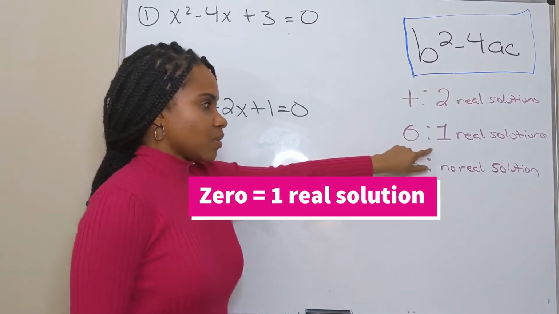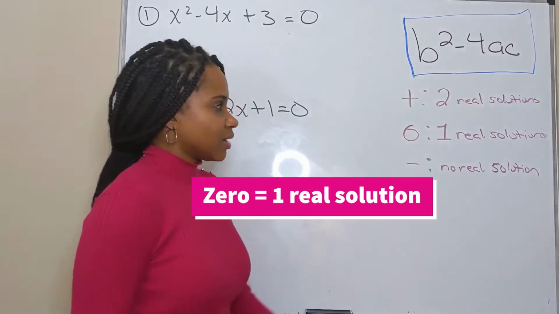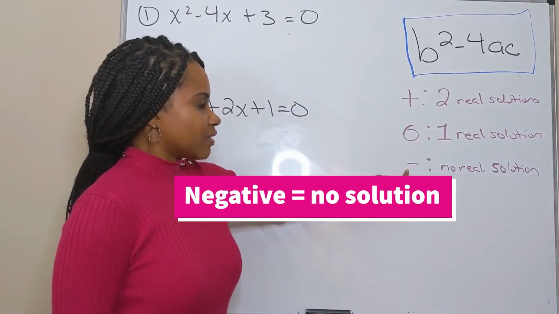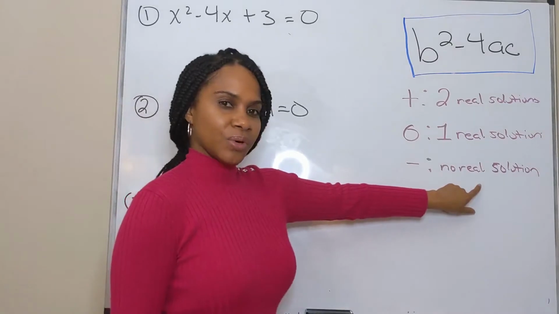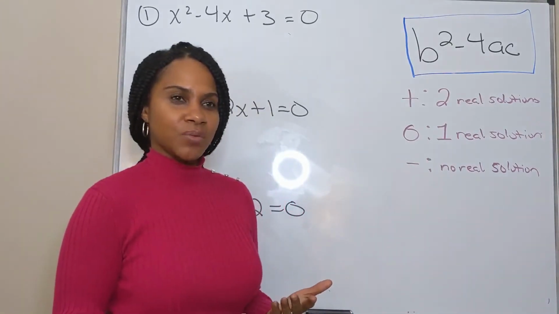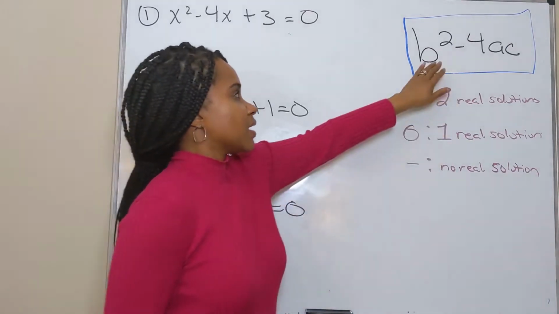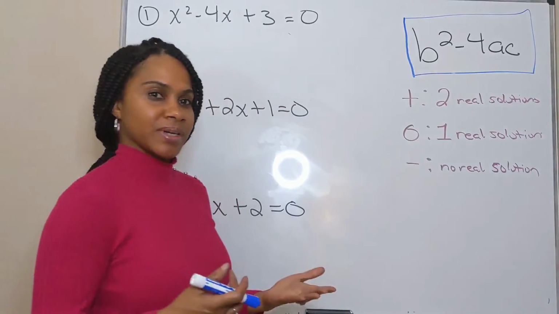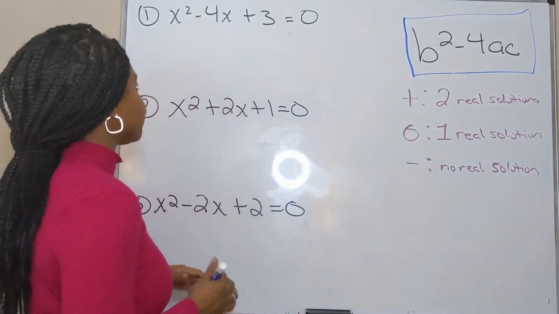If we get 0, one solution. And if we get a negative discriminant, it would be no real solutions. And so without even solving a quadratic equation, we could use the formula b squared minus 4ac to see how many solutions we would get. All right, so let's try these three.